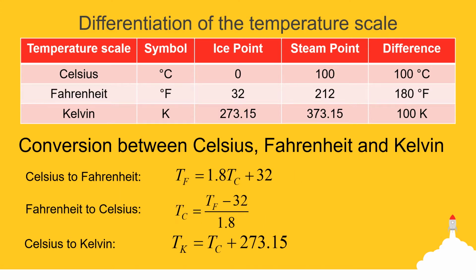Okay, this is the differentiation of the temperature scales. If we look here, for degree Celsius it starts from 0 at the ice point, and the steam point is 100. So the difference is 100 degrees Celsius. For Fahrenheit, the ice point is 32 Fahrenheit, the steam point is 212, and the difference is 180 Fahrenheit. For Kelvin, the ice point is 273, the steam point is 373, and the difference is 100 Kelvin.